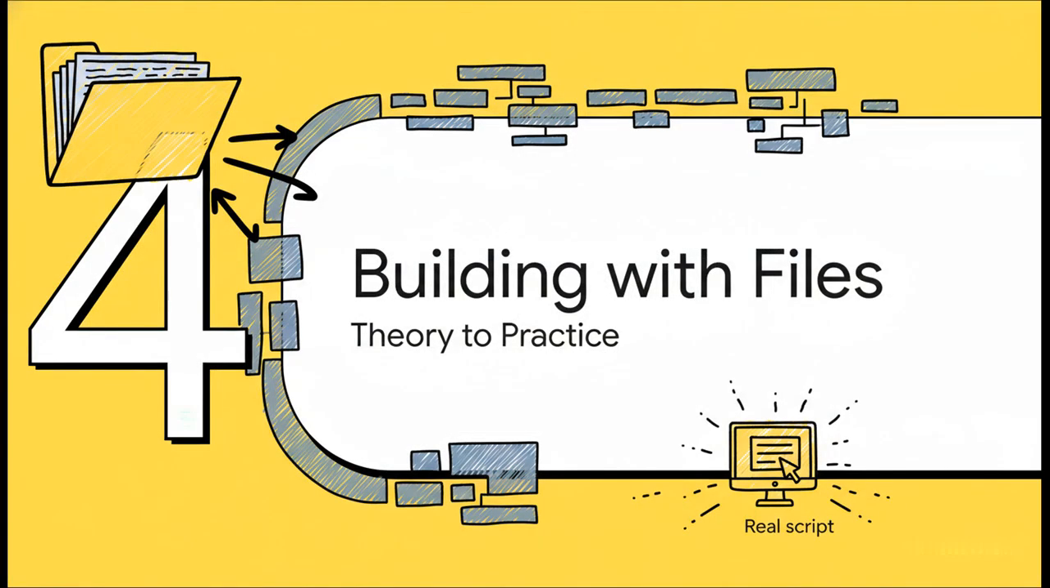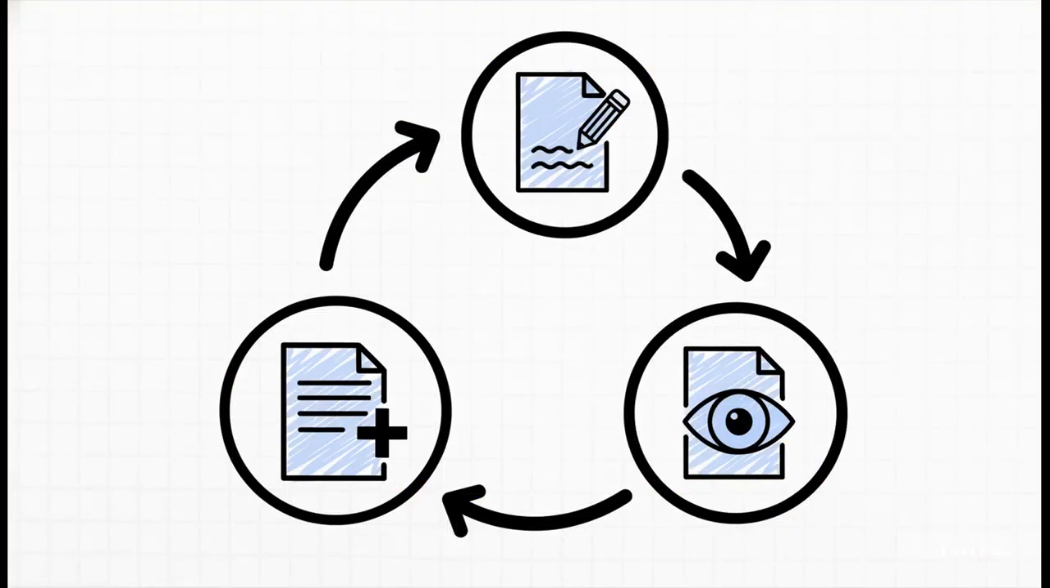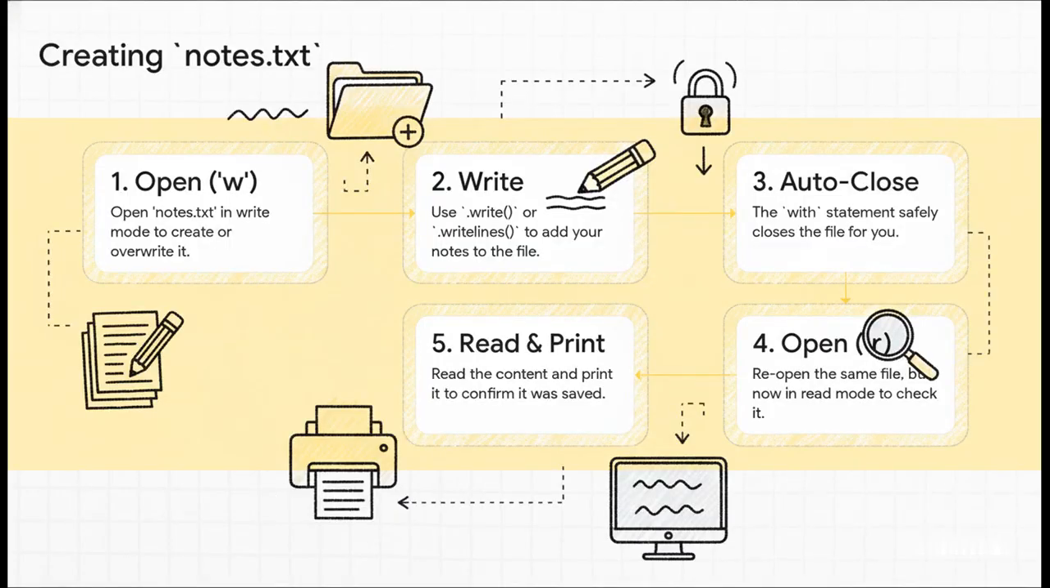Okay, that's enough theory. The absolute best way to really get this stuff is to see it in action. So let's put these tools together and actually build something. What we're going to do is build a really simple script. It's going to create a file called notes.txt. We'll write a couple of notes in there, and then we'll read it back just to prove to ourselves that it all worked. So here's the plan, step by step.